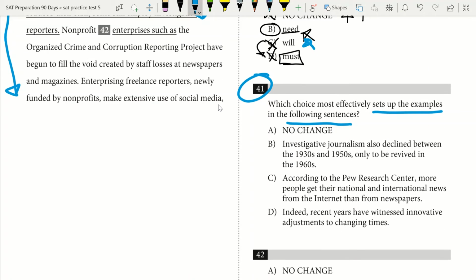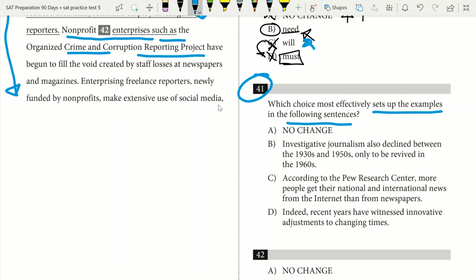So if you're asked which choice is going to effectively set up the examples in the following sentences, go ahead and skip that sentence and go down to those examples and read those first, because you're just wasting time if you read 41 because you're probably going to end up changing it. So we have nonprofit enterprises such as Organized Crime and Corruption Reporting Project.